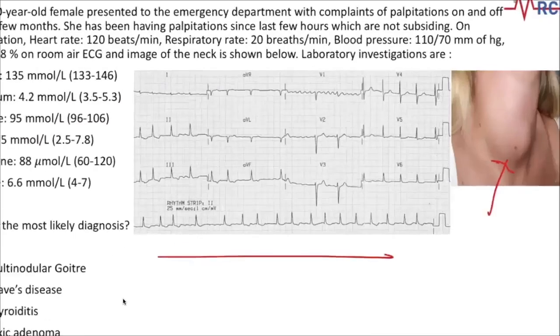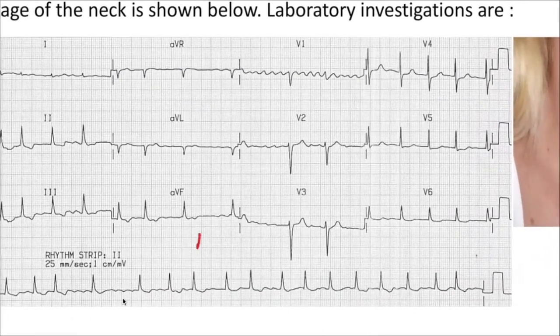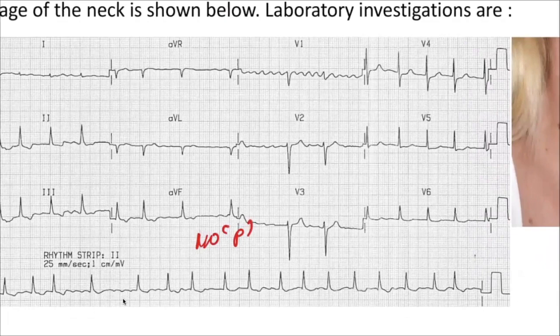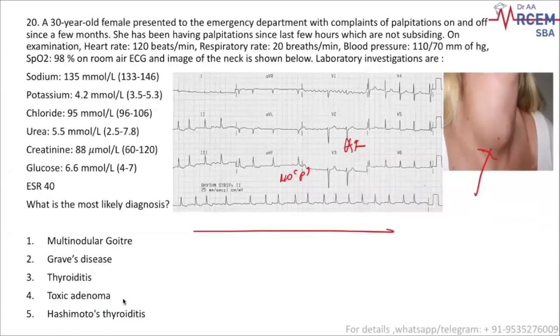What is the ECG that we are having here? No P waves are seen, an irregular rhythm. So it is atrial fibrillation. Two images, we already dealt with it. Let's just see the stem that we are given.